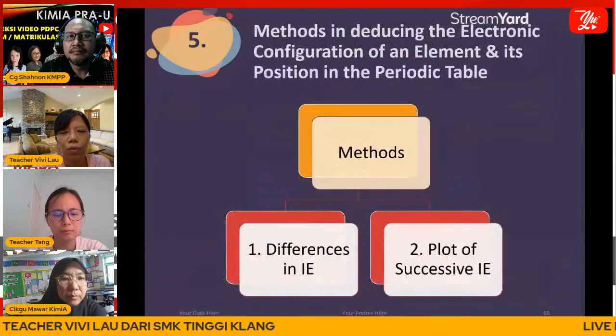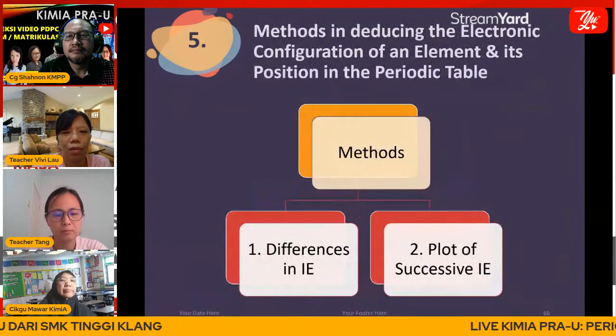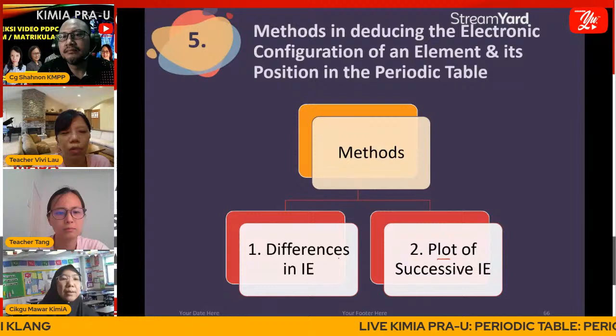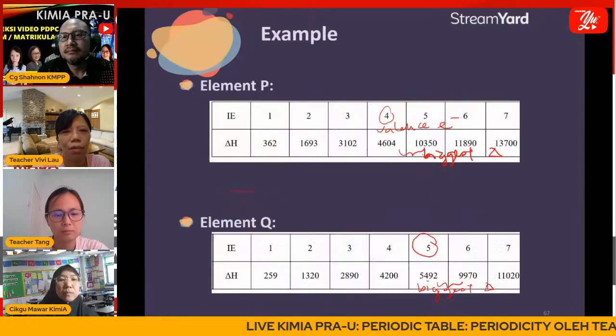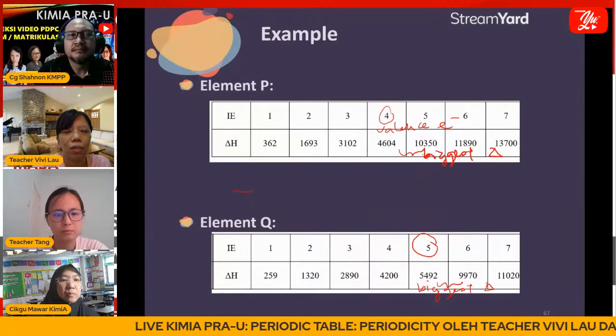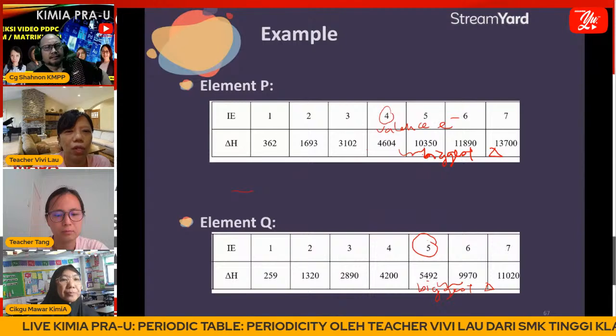Then the big jump will show the number of valence electrons. We can use the graph method, or the table, where you calculate the difference. So for example, here we have elements P and Q.